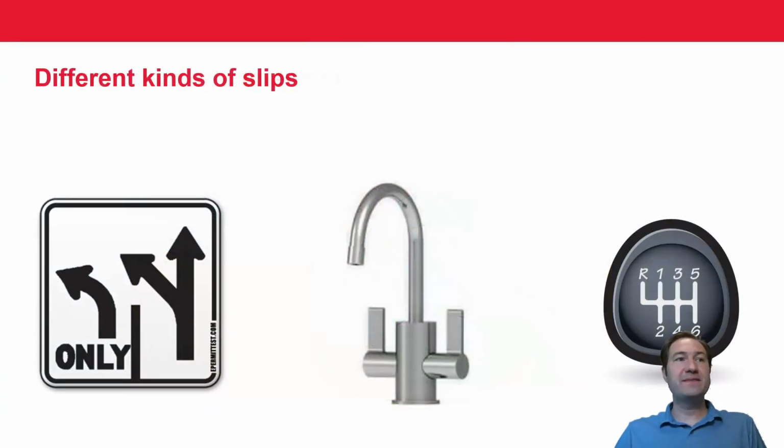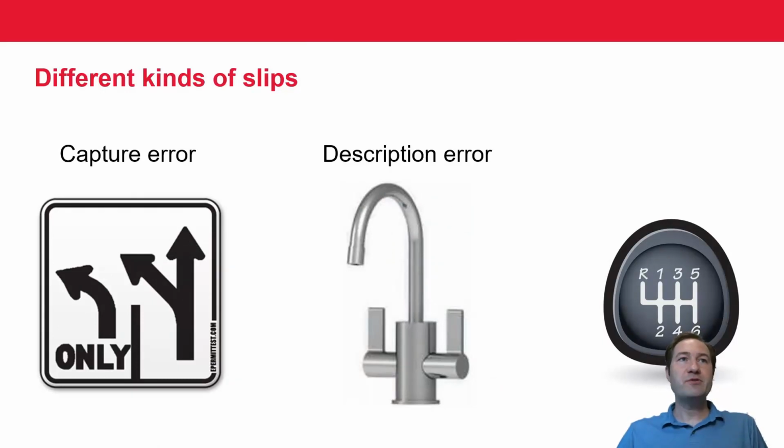So I'm going to use three examples, one about driving, one about using a faucet, and another one about driving as well. So hopefully these all work for you, but we are going to think about them in terms of capture error, description error, and mode error. Let's start with a capture error.